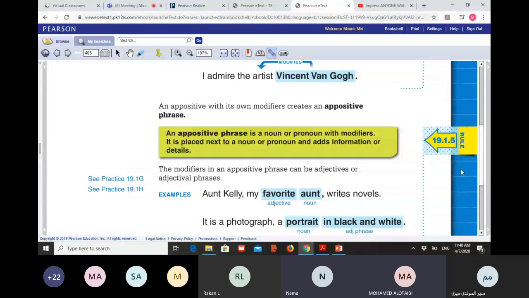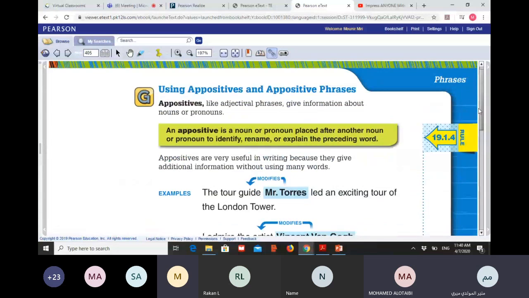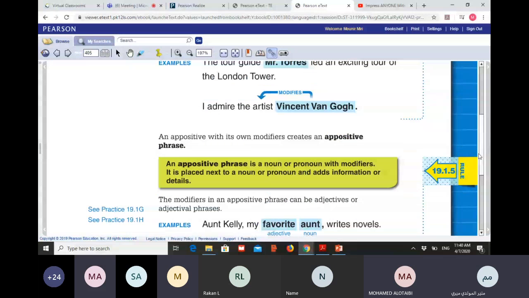An appositive phrase is a noun or pronoun with modifiers. It is placed next to a noun or pronoun and adds information or details. Sorry, what's the difference between an appositive and an appositive phrase? Here it says an appositive is a noun or pronoun placed after another noun or pronoun to identify, rename, or directly explain. And here it says it is a noun or pronoun with modifiers. So what's the difference between them?